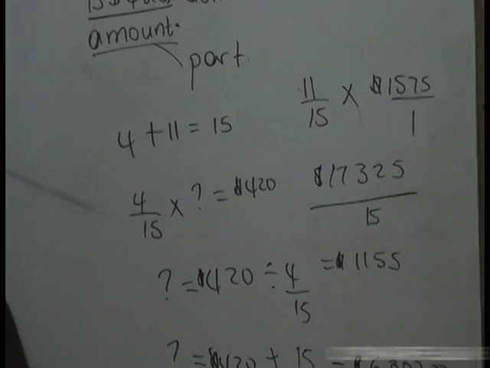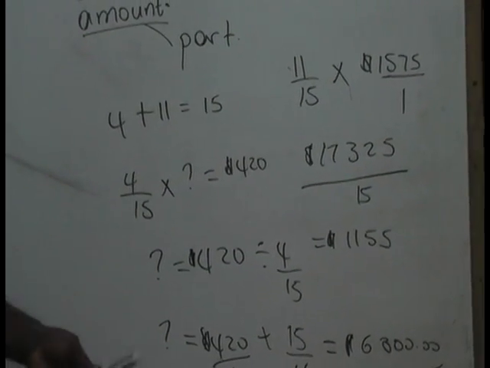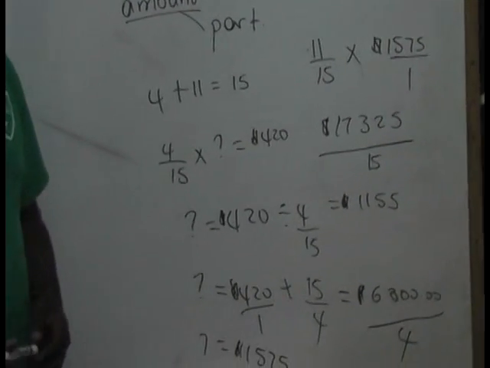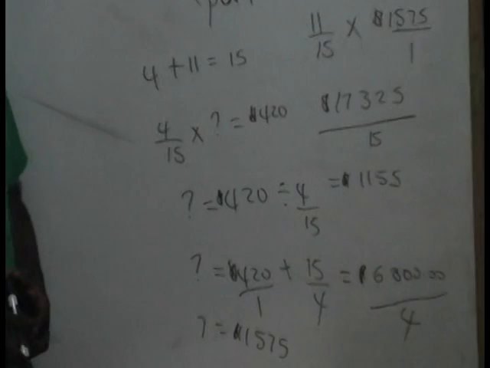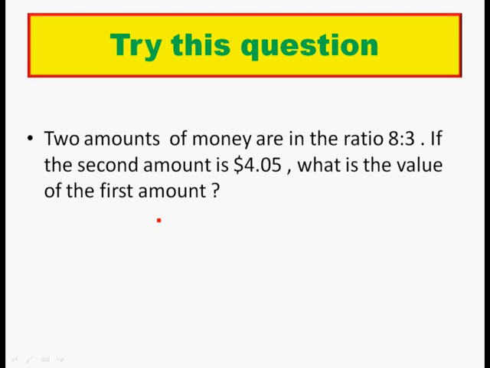And when you get your try this questions, your worksheet, your practice questions, all you simply need to do is to follow the steps. In class, your teacher will do more with you. Wow, another try this question. Two amounts of money are in the ratio 8:3. If the second amount is $4.05, what is the value of the first amount? Come on, simply, you could draw for $1.05 and try to figure it out using what you were shown in the video clip.